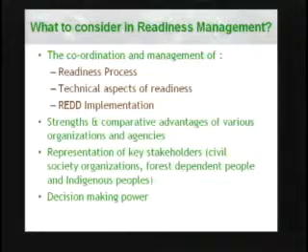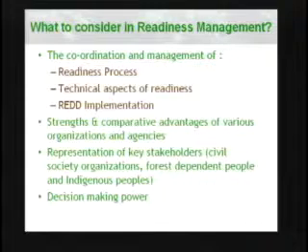The question then becomes, what is necessary to be considered in setting up such a readiness management arrangement? The coordination and management of the readiness, that is essentially the scope of such an institutional arrangement, needs to include not just the management of the readiness process itself, but also that of the technical aspects of readiness, that is the analytical work that may be required, or any background information that is required in this regard, as well as the implementation of REDD itself.